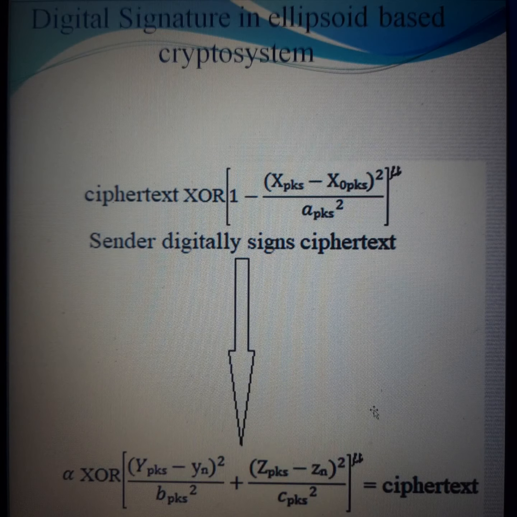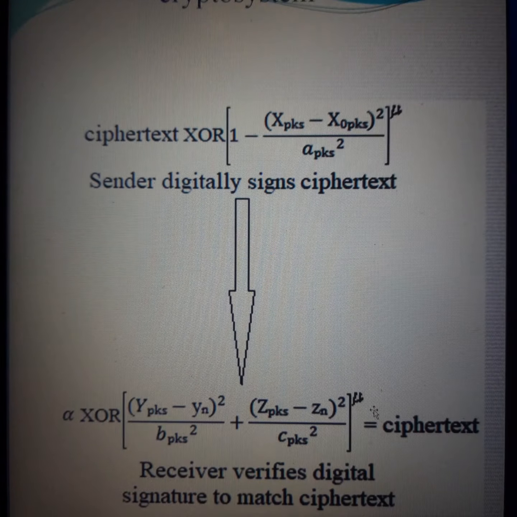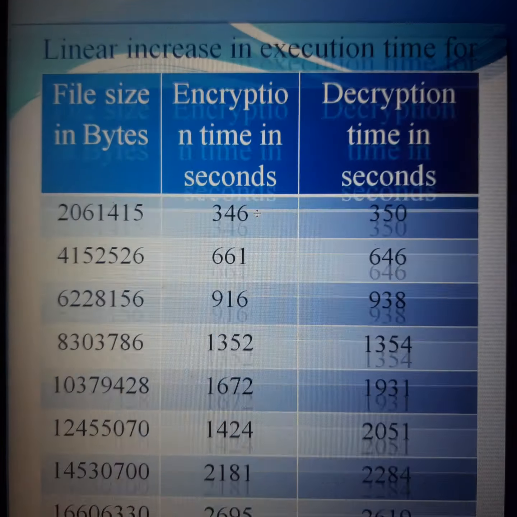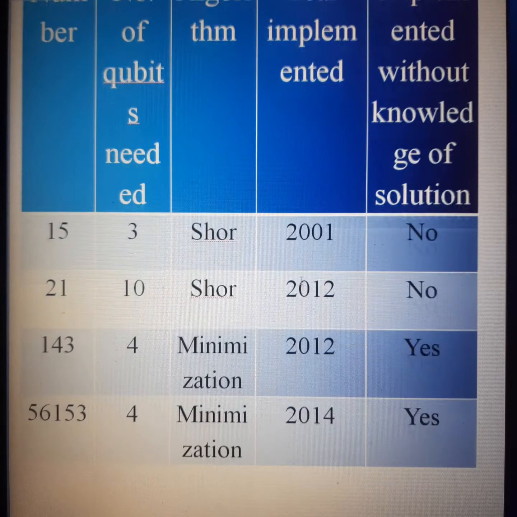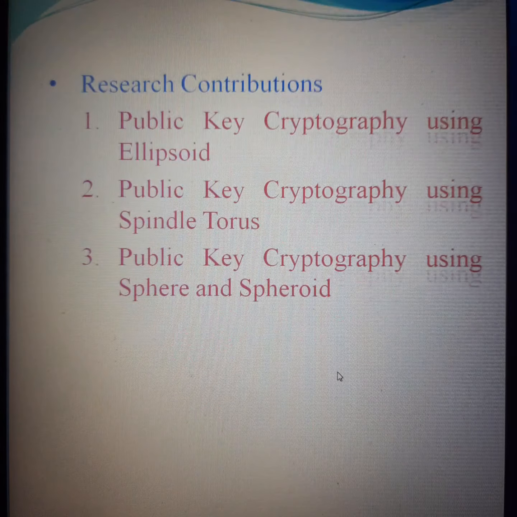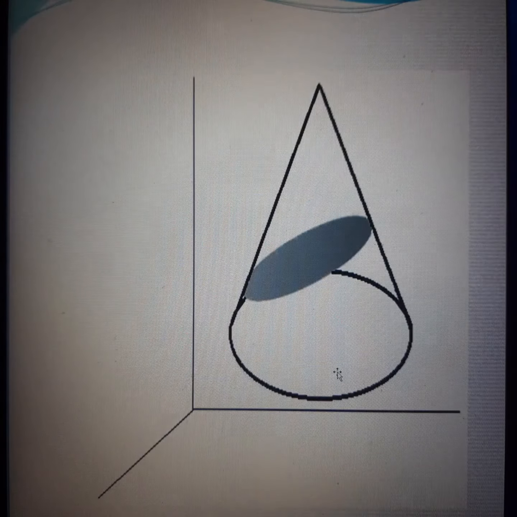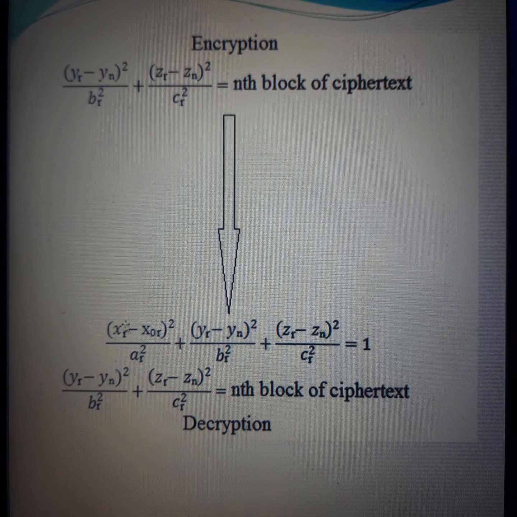So this is the digital signature in ellipsoid based crypto system. As you can see over here, ciphertext is okay. I'm doing modifications of this equation. I'll show you that equation. This modification was done, and after that we performed digital signature on it. This equation like this, xr minus x0r upon ar, was sent to the right hand side, and this yr minus yn upon br, zr minus zn upon cr, this was kept to the left hand side.